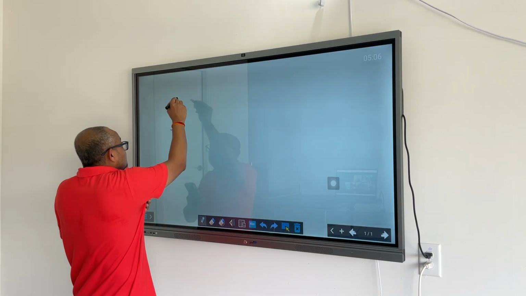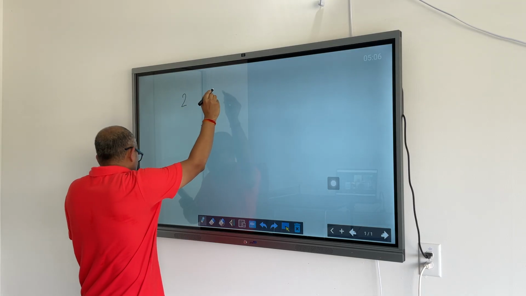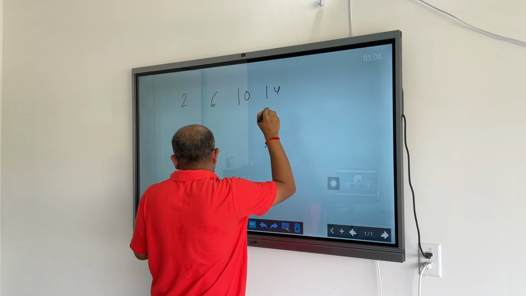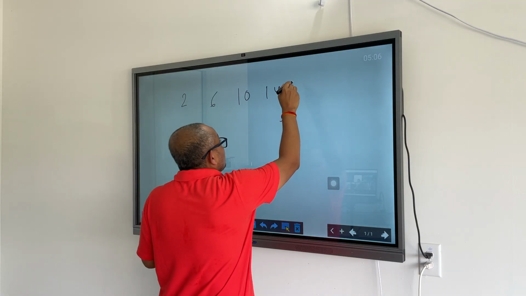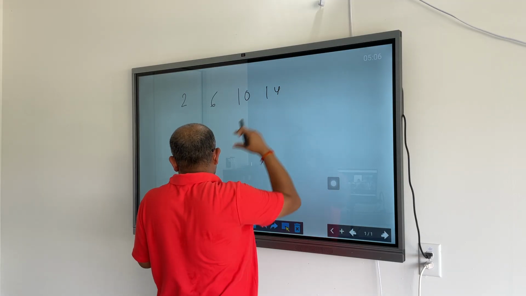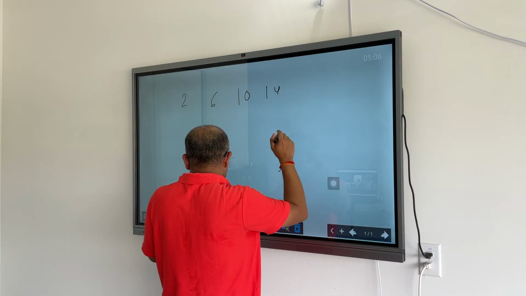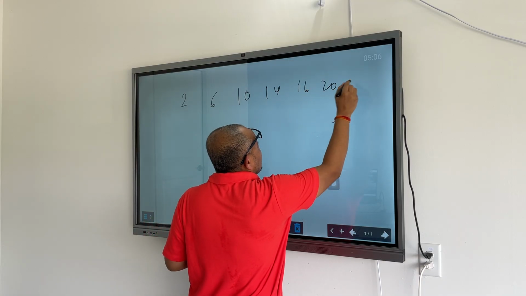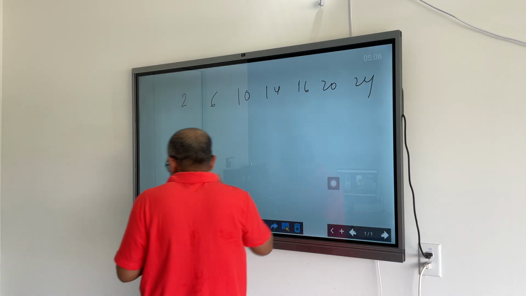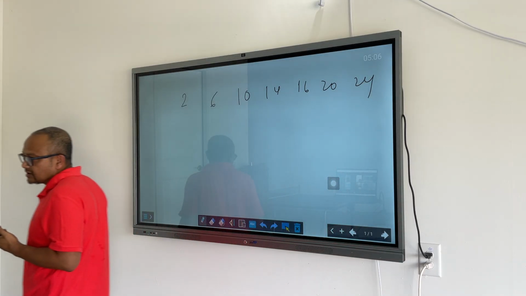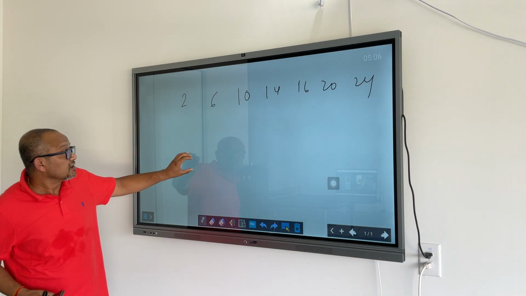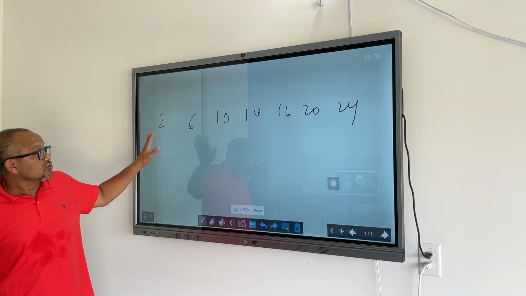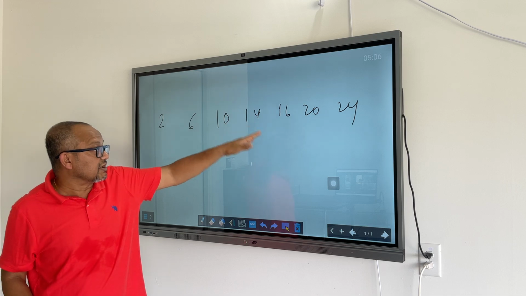So let's start with the easy one. 2, 6, 10, 14, and don't rush. 16, 20, and 24. I'm asking you guys, okay, you see the numbers here? Let me make it big, bold, and loud. 2, 6, 10, 14, 16, 20, 24.